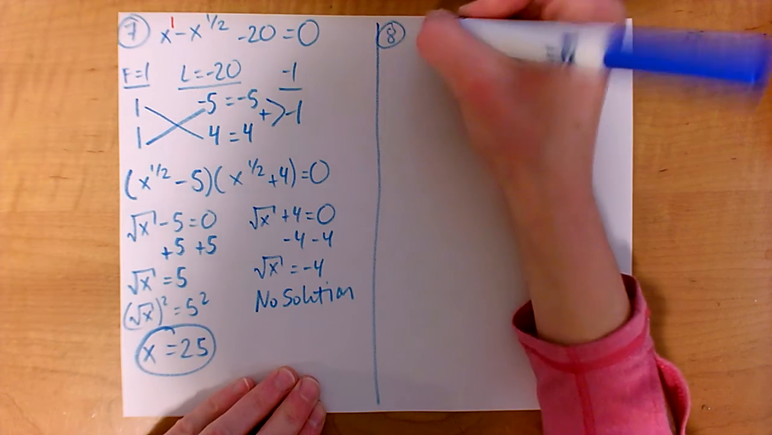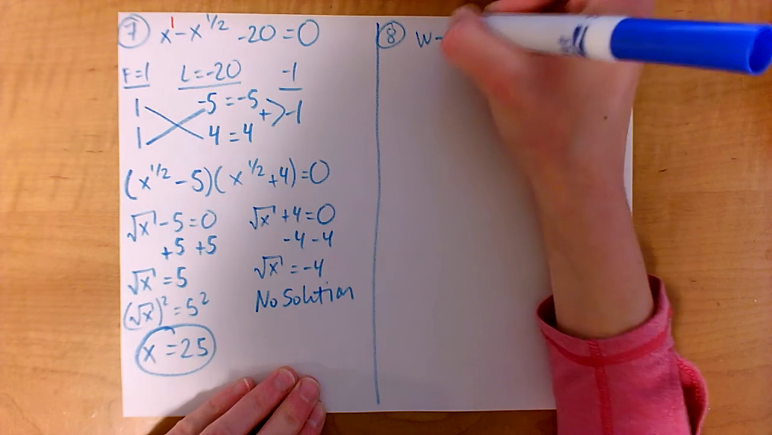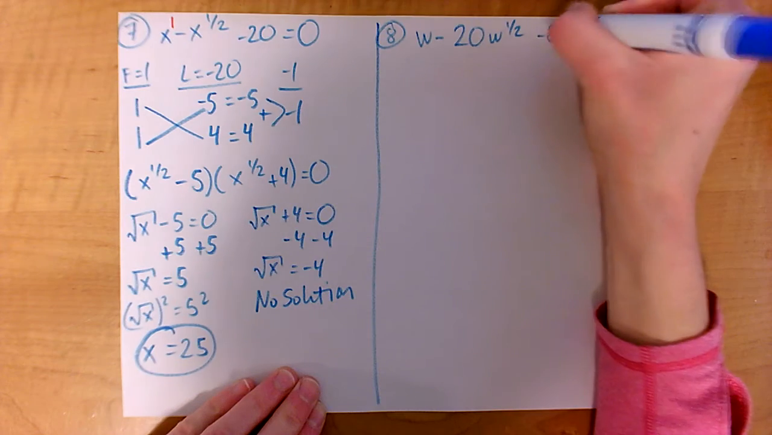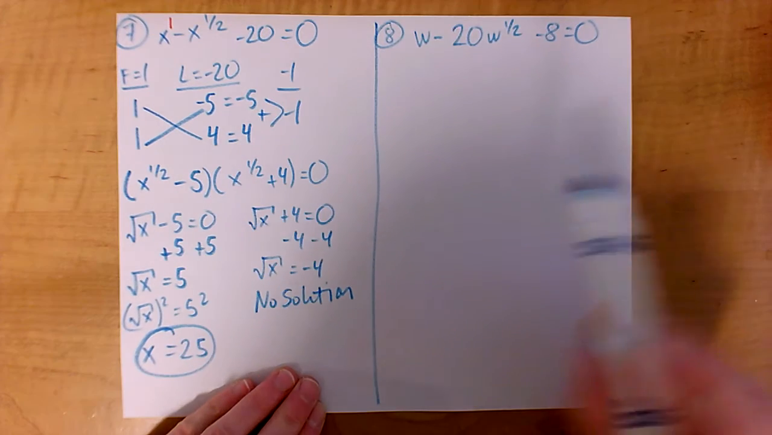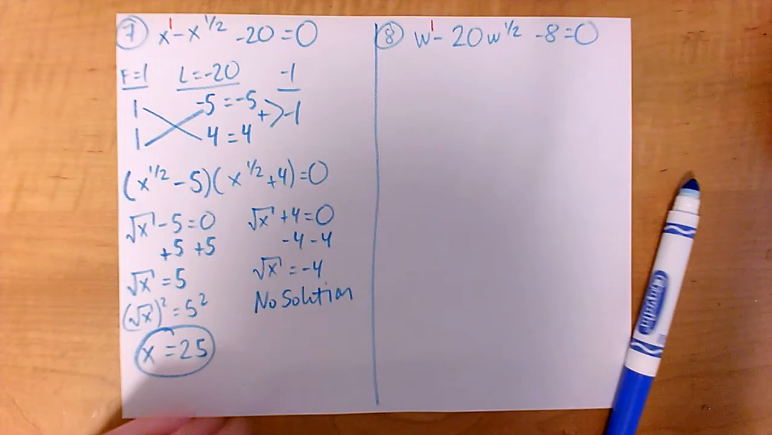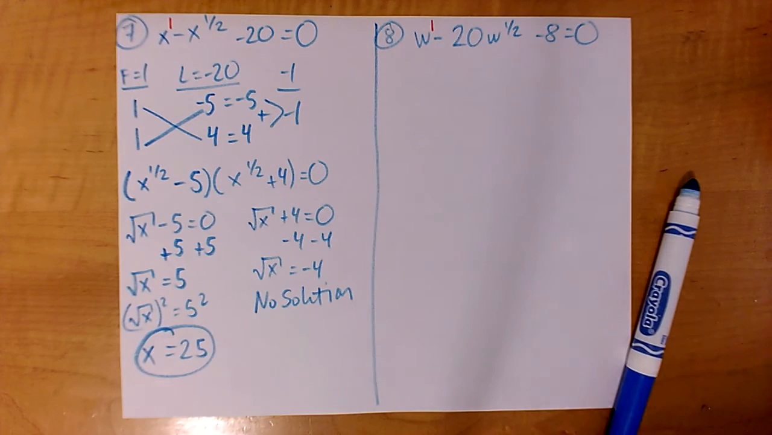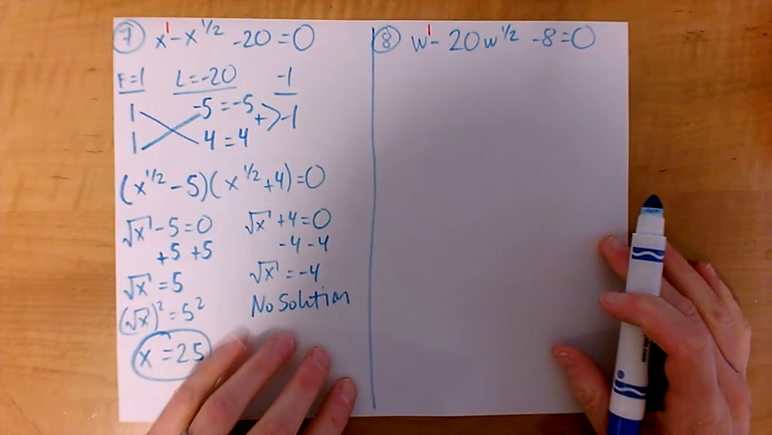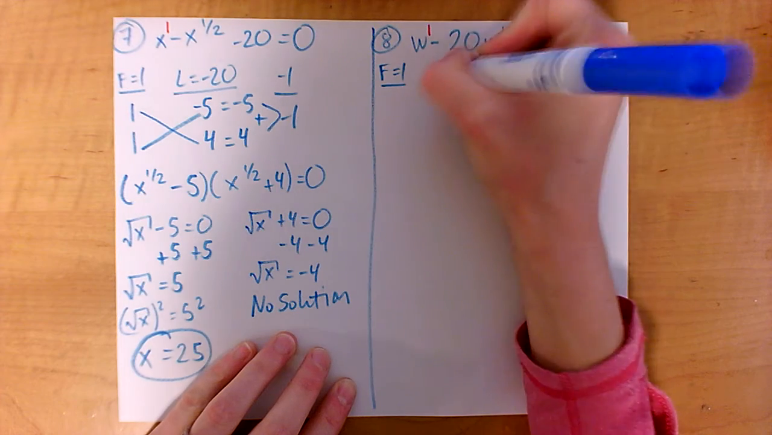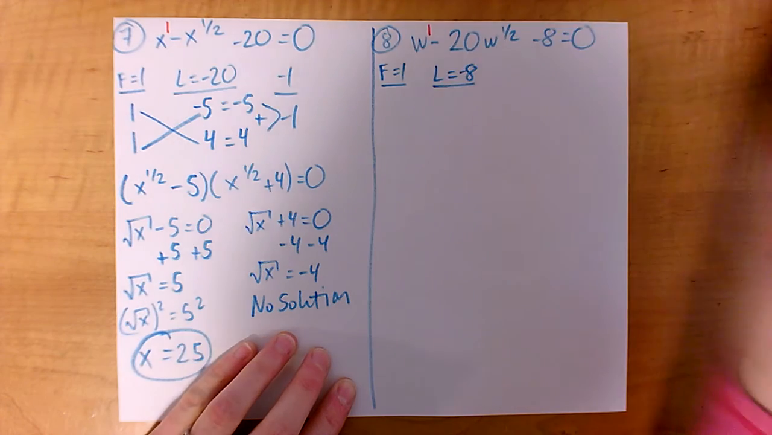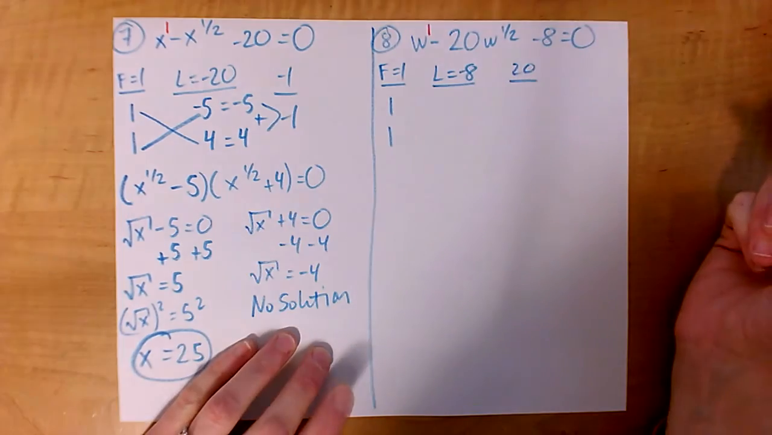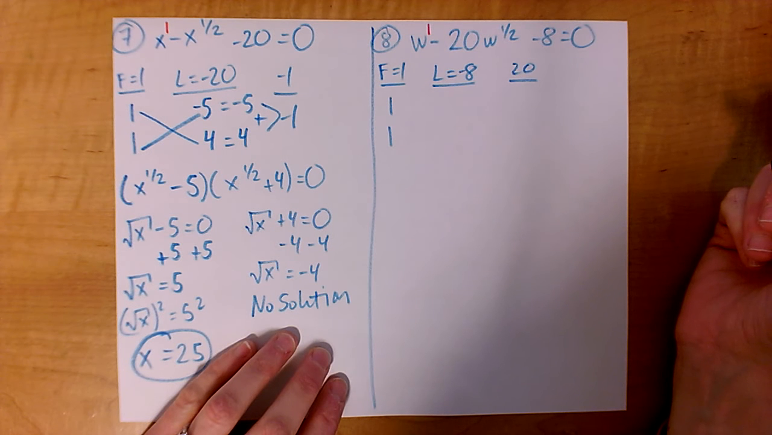So for number 8, you have w minus 20w to the 1/2 minus 8 is 0. Okay, so again, you've got this exponent of 1 that's hiding on your first w, and that's double your middle exponent of 1/2. Okay, so factoring this with first and last, first is 1, last is negative 8, and then in the middle we have 20. So I'll have 1 and 1, 2 factors of negative 8.